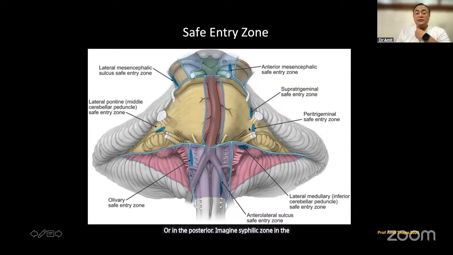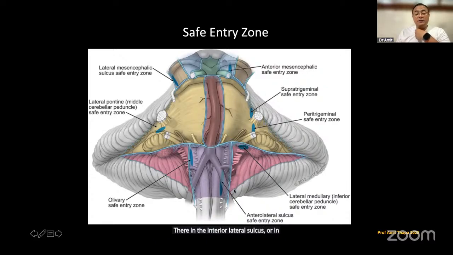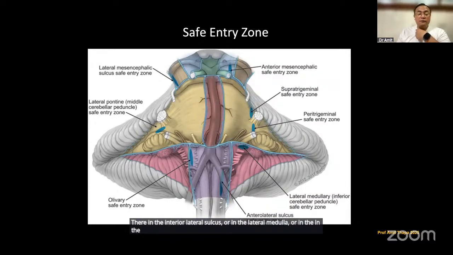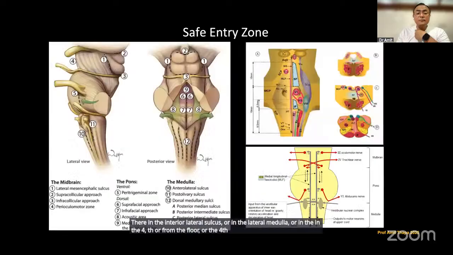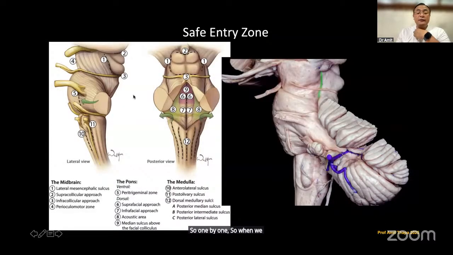In the pons, it is very difficult. It is only available in the supratrigeminal or the peritrigeminal entry zone areas, and in the medulla, they are in the anterolateral sulcus, or in the lateral medulla, or from the floor of the fourth ventricle. So one by one. So when we go through it, in the midbrain, it is the lateral mesencephalic sulcus.